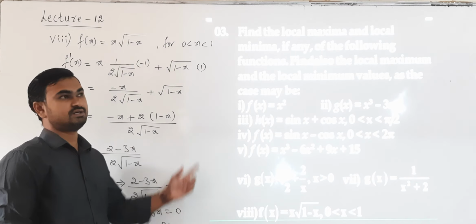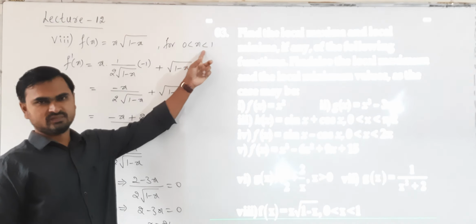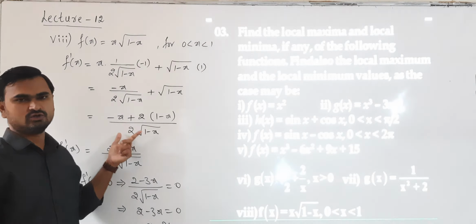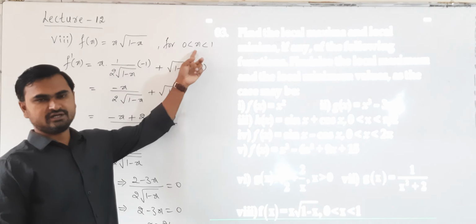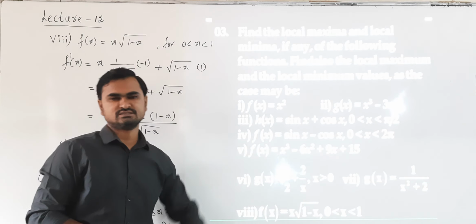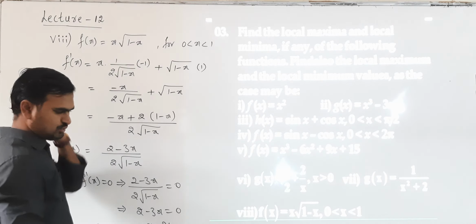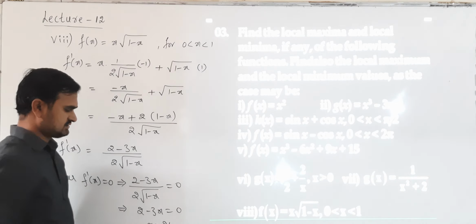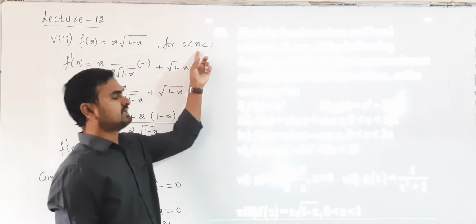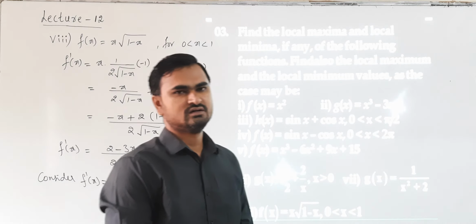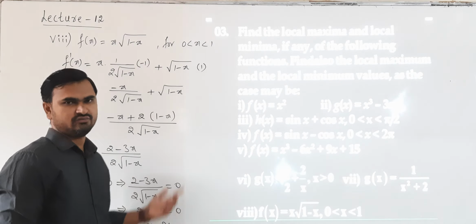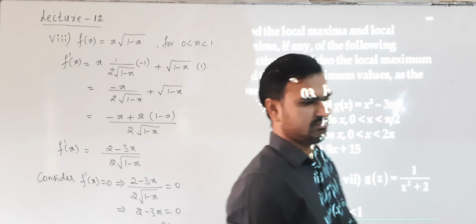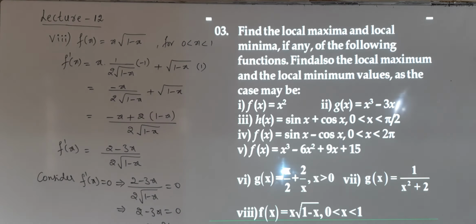See, does x equal to 2 by 3 lie in the interval or not? If it lies, then only we can speak about maximum or minimum. If that point does not lie in the interval, there is no critical point, then neither maximum nor minimum. So x equal to 2 by 3 is 0.6 something. So it clearly lies in between the given interval. So this critical point exists. And now at this critical point, we are going to get maximum or minimum. Now which one is it? Is it local maximum or local minimum?